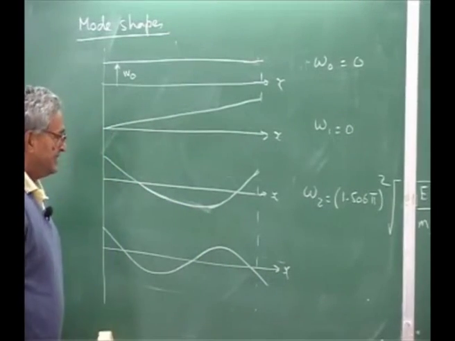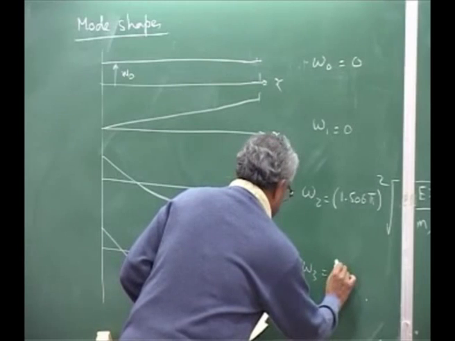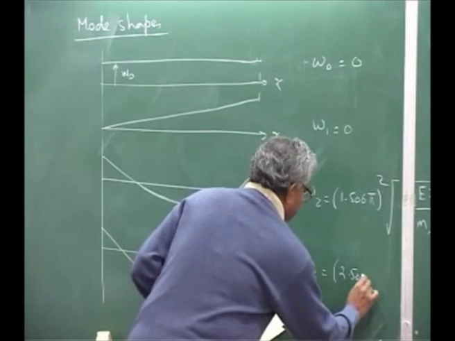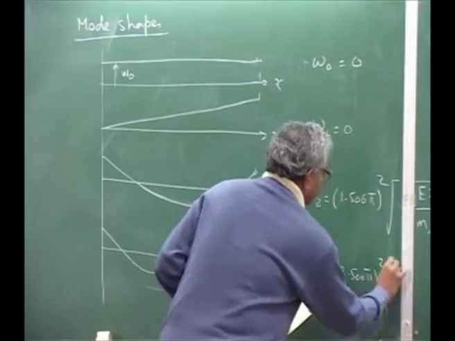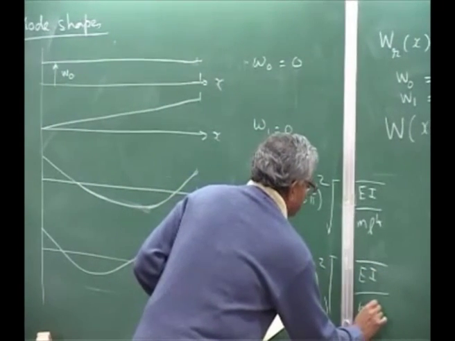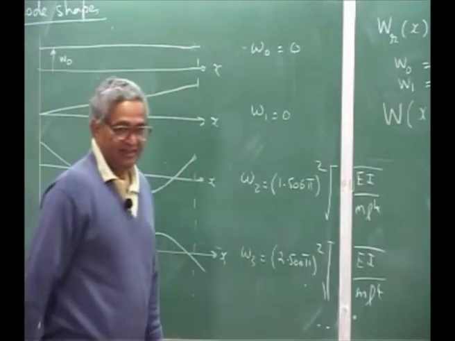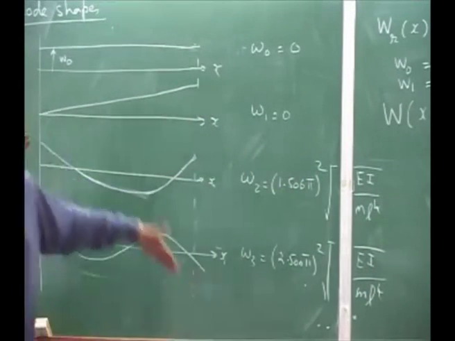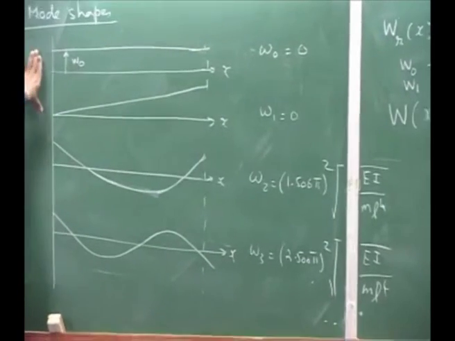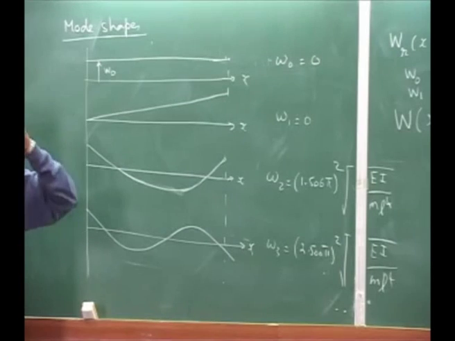Okay. Here this omega 3 will be 2.500 pi whole square, again square root of EI over M L4. Okay. And so on and so forth. You can have many like that. So these two are rigid body modes. These are flexible modes. Okay.